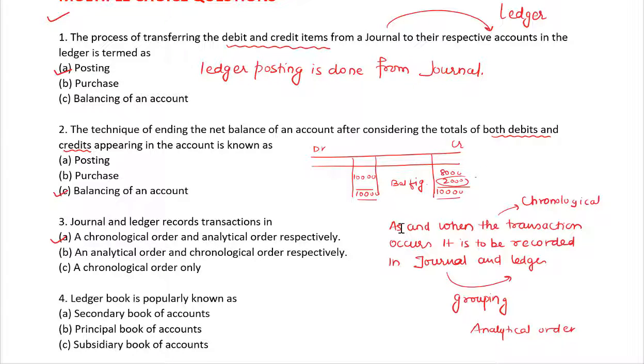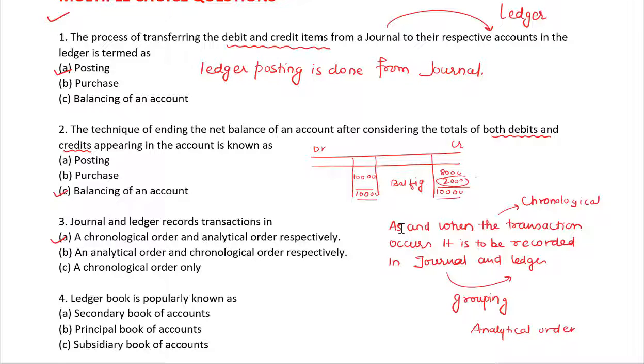Any transaction that occurs would find place in the books of accounts. Another transaction occurred, it will also find place in the books of accounts. We had done several questions and we had seen that we record date wise, that means chronological order, and then we follow analytical order also. Let's jump to the next question.